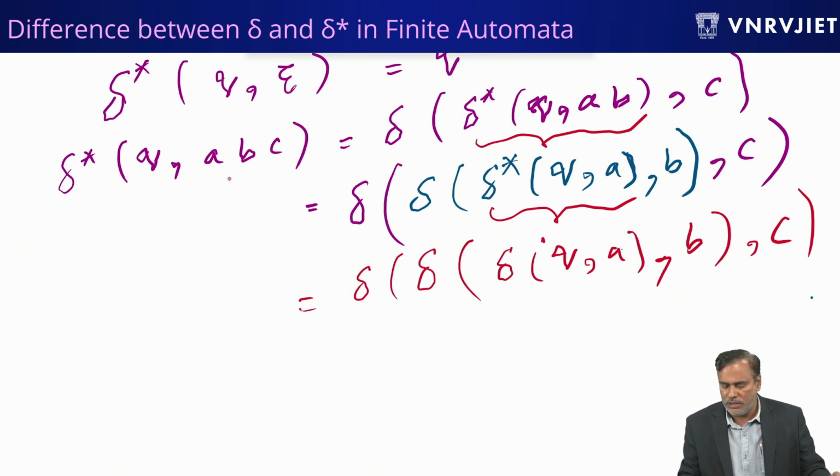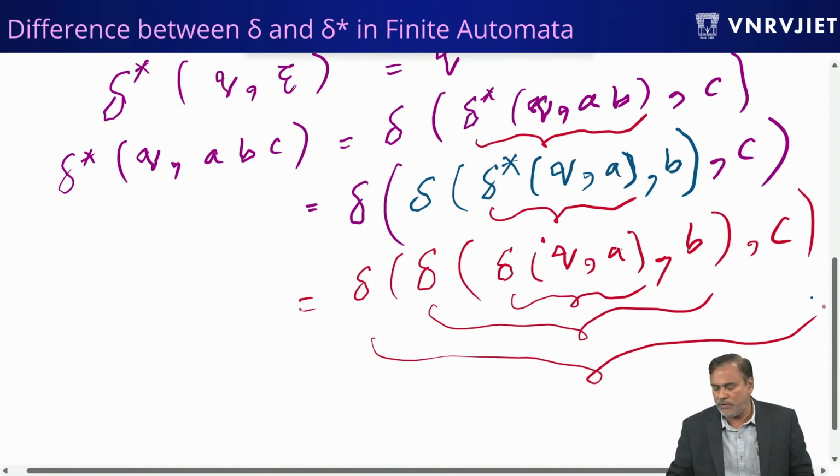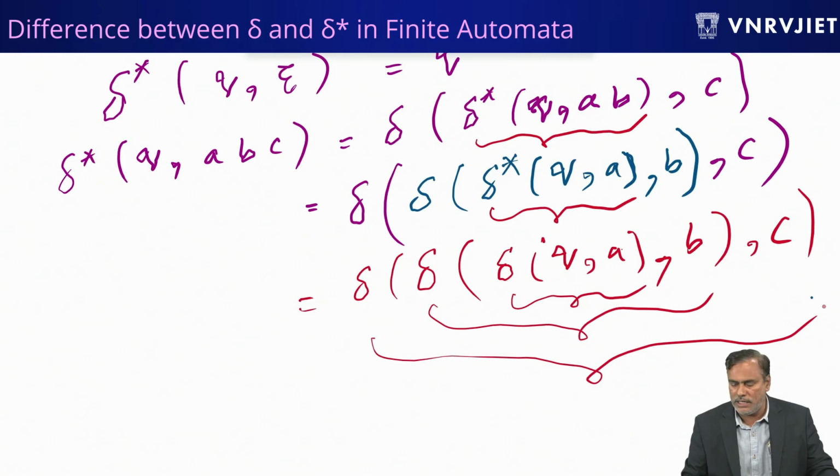So that is what this delta star of Q, A, B, C is. This is a parenthesized expression, right? First, the innermost part is going to get evaluated. First you are going to know what is delta of QA. And then you are going to know what is delta of QAB. This one you are going to get. And when you apply this delta for this part, you are going to get the complete thing, that is delta of QABC. I think I understood.